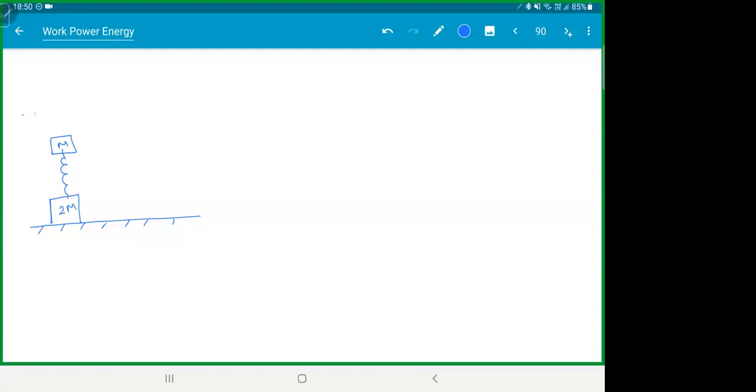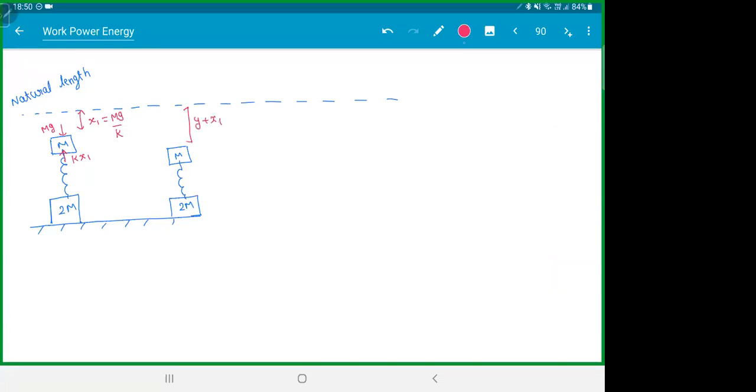So this was your natural length. And this thing is initially compressed by, I'll just call it x1, which is mg by k. So the spring is not in natural length initially. How did I get this? kx1 equals mg. Then what you did, you compress this block further. Now this whole thing became y plus x1. This is your state 1. Your problem starts from here.